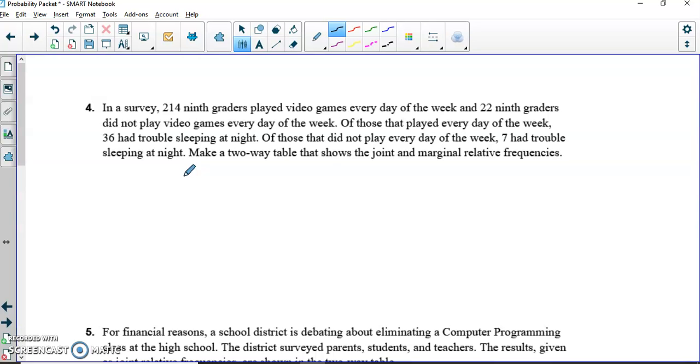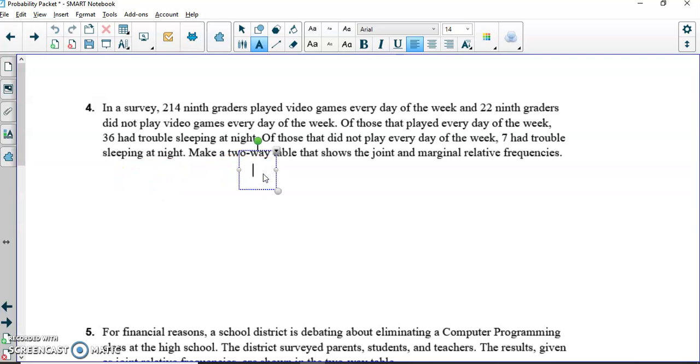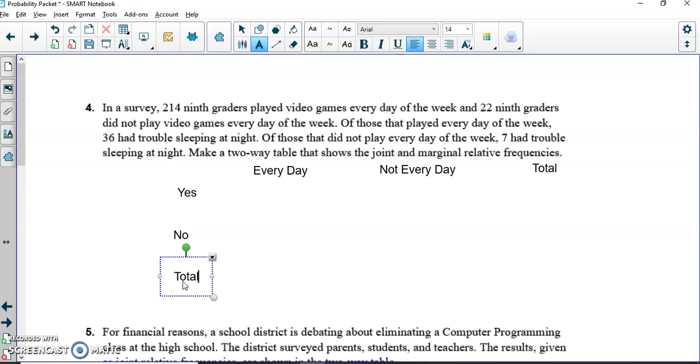We're going to set up the columns together, and then I want you to go ahead and fill in the information, and then you can check it with me. So the column, let's do every day here. So played video games every day would be here. Not every day would go here. And then as always, we need a total column here. And then we're talking about sleeping at night, right? So trouble sleeping at night, we need a yes, we need a no, and then we always need a total.